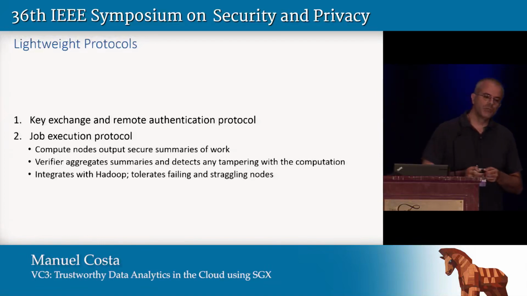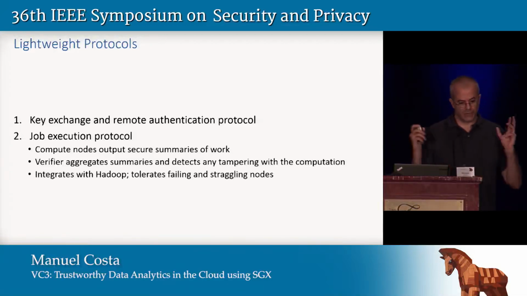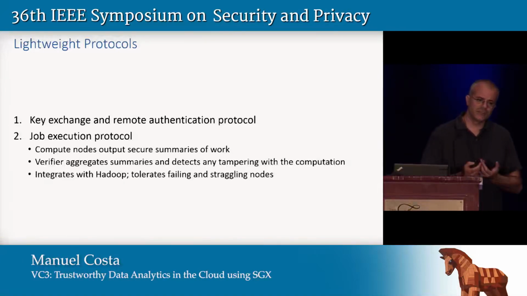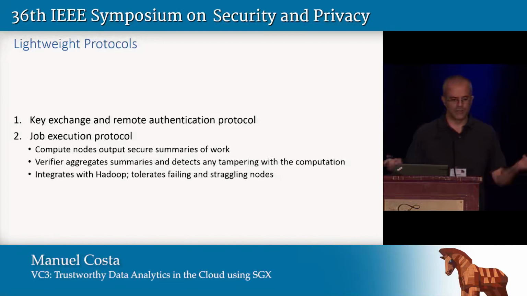The compute nodes are going to output some secure summaries of the work they did, and these secure summaries are going to be aggregated conceptually at a verifier node, and the verifier node is going to check the consistency of all of these summaries and detect any tampering with the computation. And both the key exchange protocol and the job execution protocol integrate with unmodified Hadoop. We can run this on unmodified Hadoop installations, and the protocols tolerate failing nodes, straggling nodes, the usual things that you expect from these data analytics frameworks.